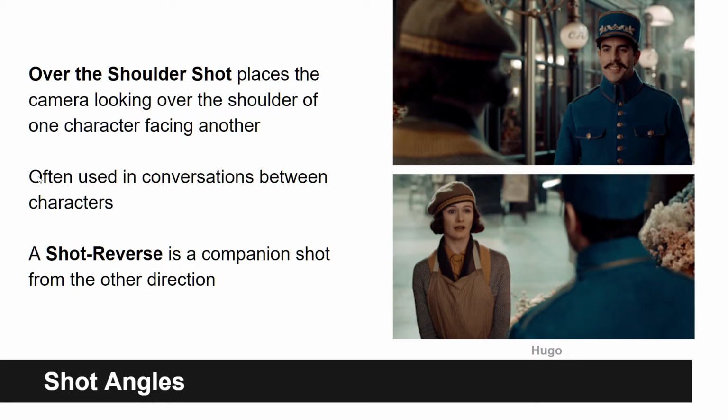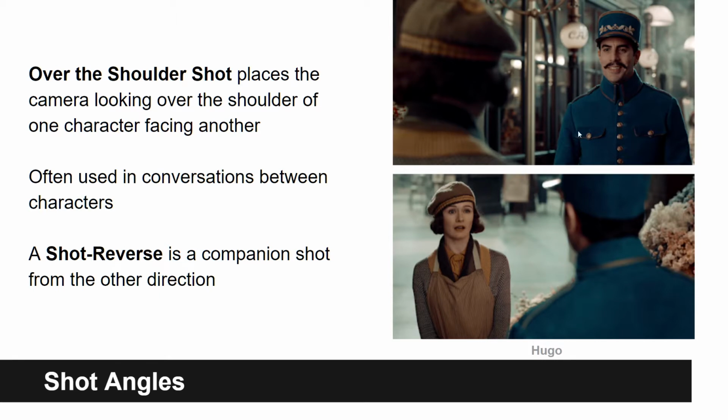So usually this is used in conversation between characters. Sometimes there's not a character, maybe there's a thing like Indiana Jones looking at a golden idol. The idea is that you're trying to make a connection between one character and what they're looking at. And so in dialogue scenes, we're trying to get the context of two characters interacting with each other. When we're looking over one character's shoulder, we're seeing it a little bit from their point of view. It's like we're getting in on the conversation.